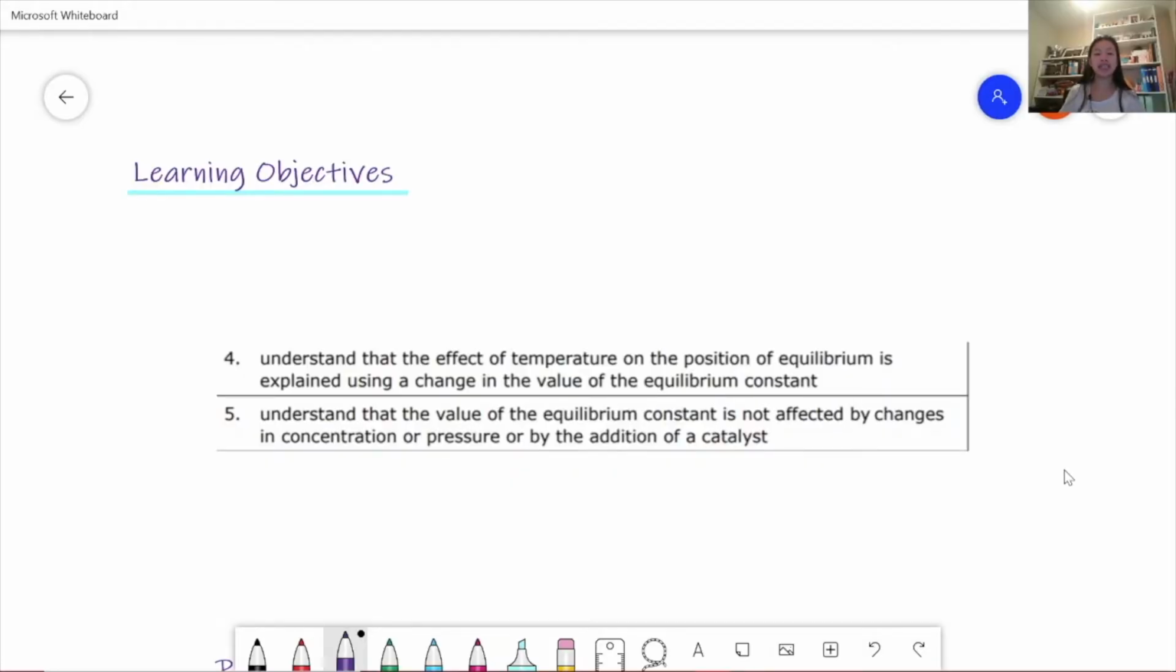Today's learning objectives are to understand that the effect of temperature on the position of equilibrium is explained using a change in the value of the equilibrium constant, and to understand that the value of the equilibrium constant is not affected by changes in concentration or pressure or by the addition of a catalyst.